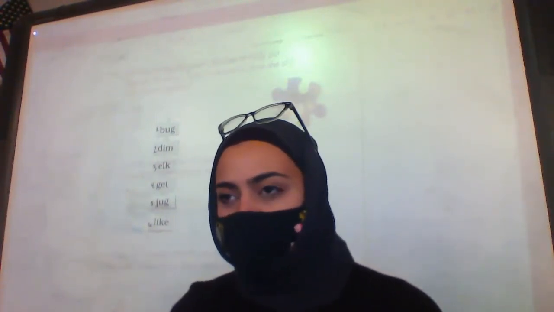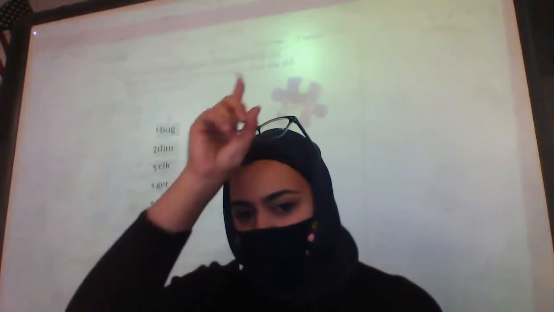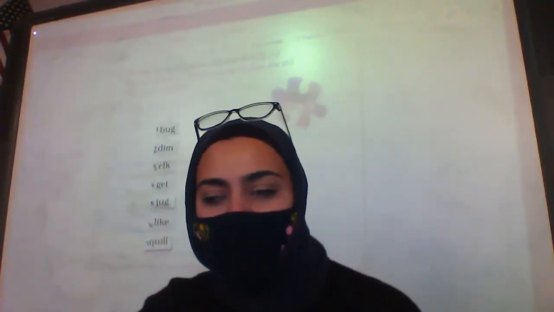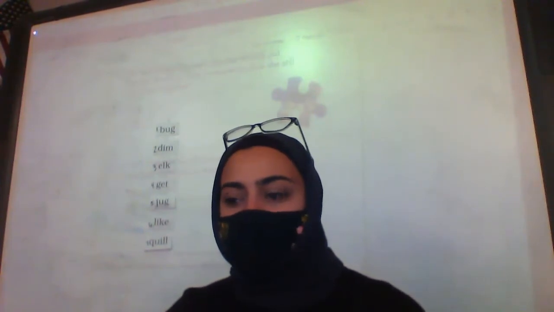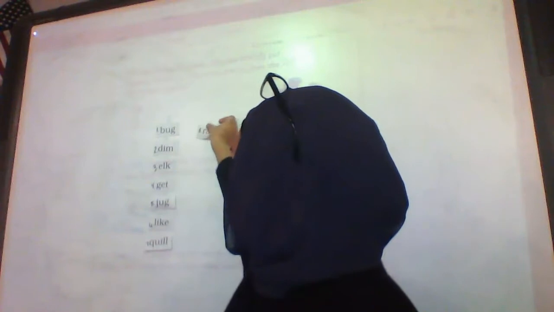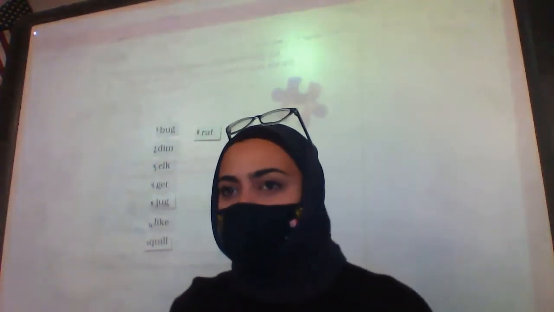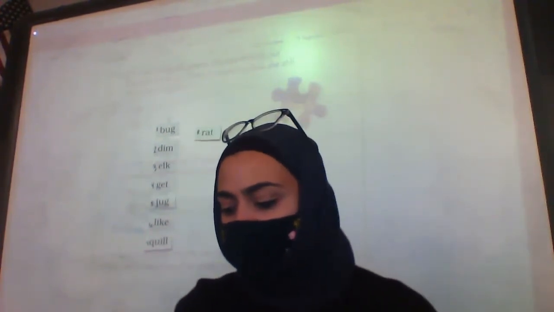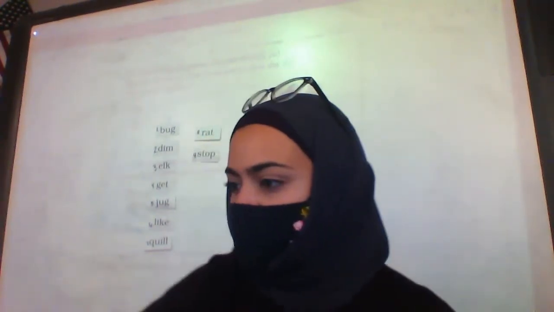Quail. Very good. That's a kind of bird. Quail. It's very similar to a pigeon. Okay. It has something coming out of its head, though. It's called a quail. All right. What's number 8? Jasmine. Rat. Very good, Jasmine. Okay. What's number 9? Dustin. Stop. Very good. And Rena, what's number 10?